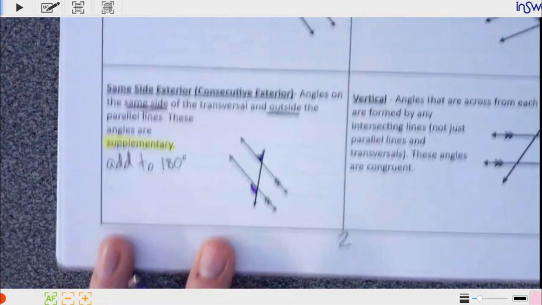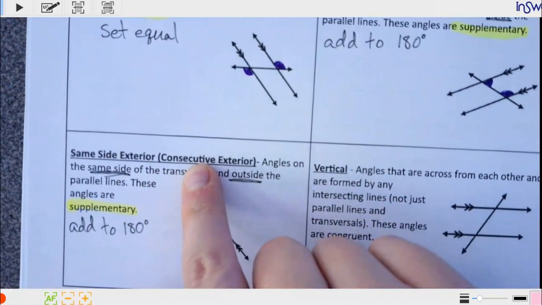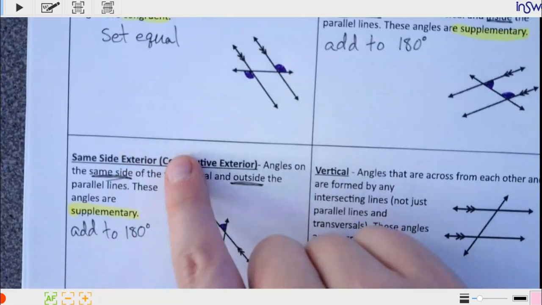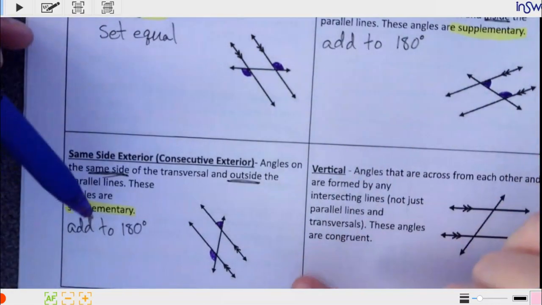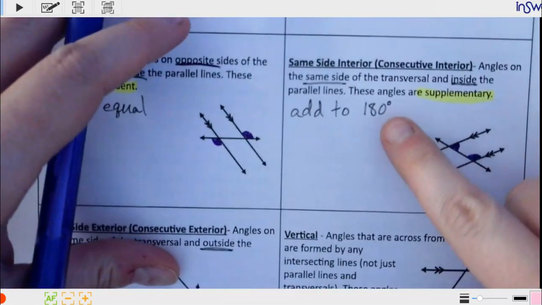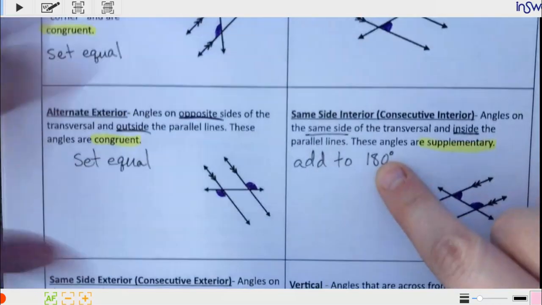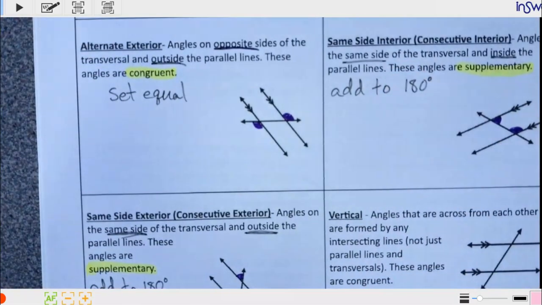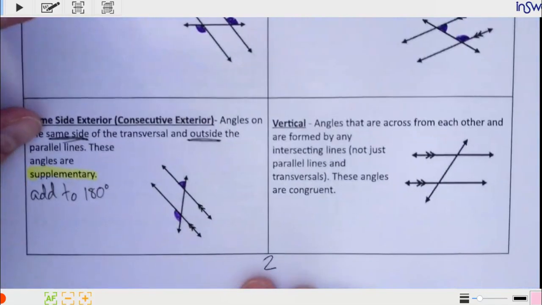So things that I want to point out. I don't remember if I said, they're also called consecutive interior. There's 2 names for it. I use same side, but you may at times see the word consecutive interior. Just know they're the same. So same side, add to 180. Same side interior, they both add to 180. So they're supplementary. Everything else is congruent. What's kind of nice about this is same side and supplementary start with the same letter, so it's really easy to remember. Okay? Same side interior, same side exterior are the only ones that add to 180.